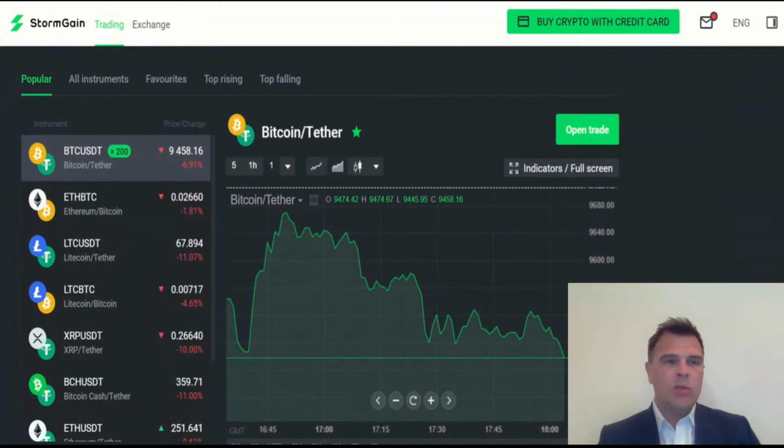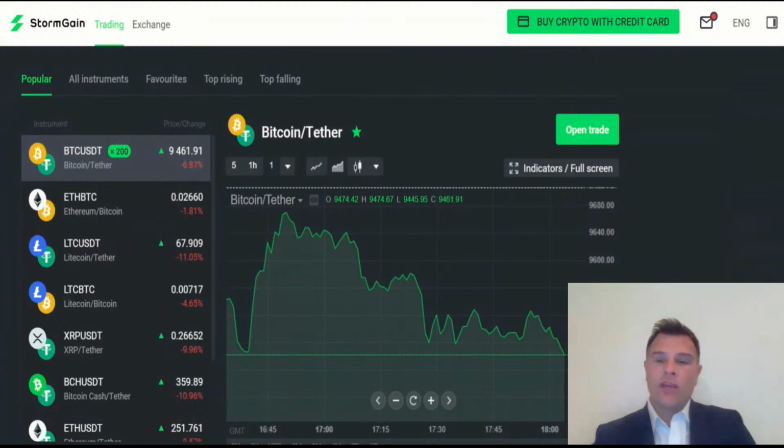From the main StormGain page on the app, you should just type in your email address, and then it will give you a demo account and a real account, and we'll talk about how you can fund your real account in a second.